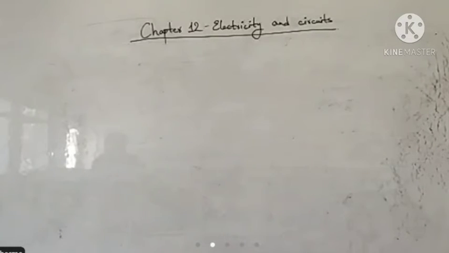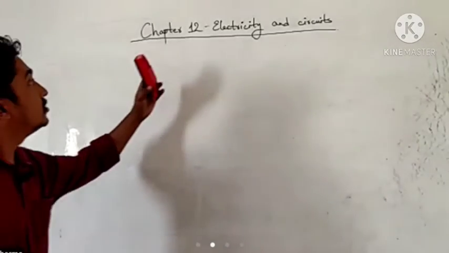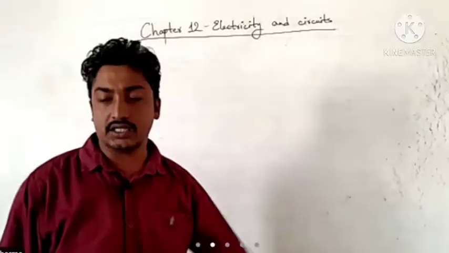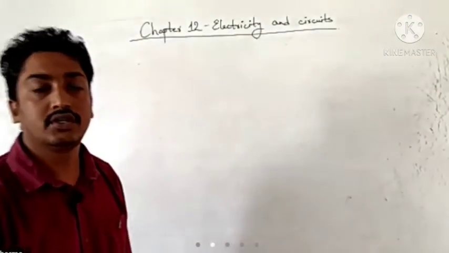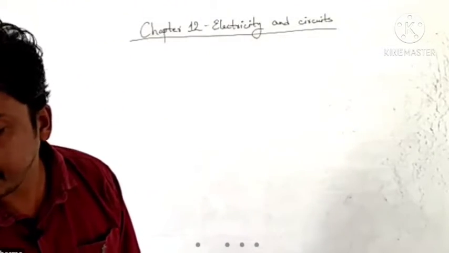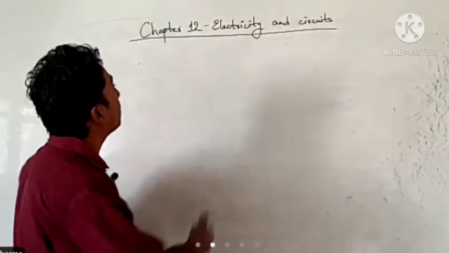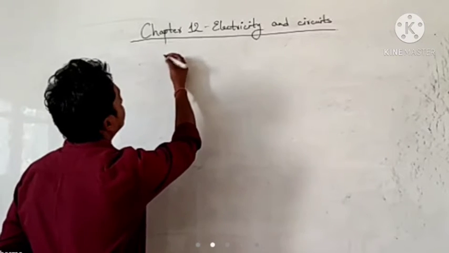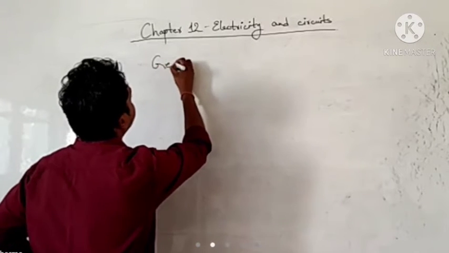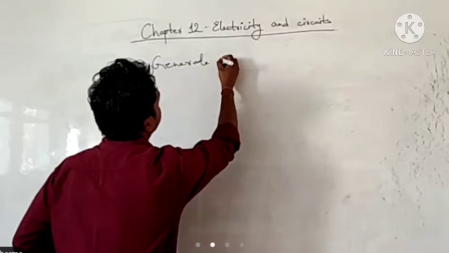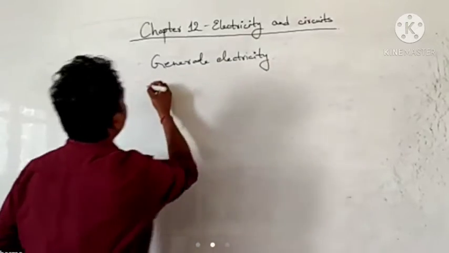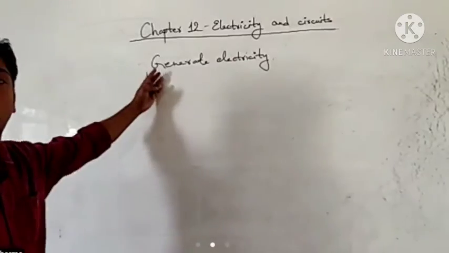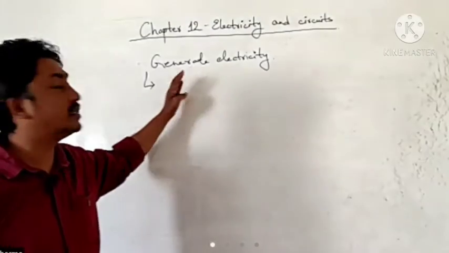Okay, good morning students. So today we will be going to discuss more about chapter 12, that is electricity and circuits. In our previous class we discussed about different types of electricity. Then we talked about the source of electricity, means how do we generate electricity.